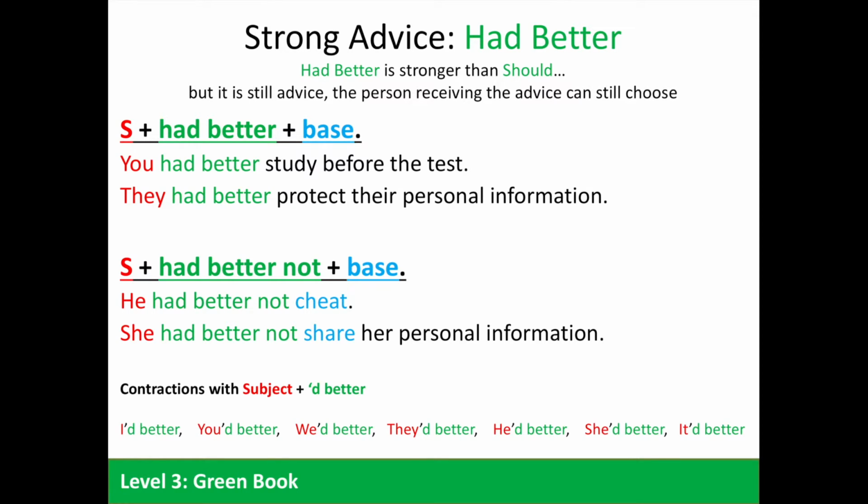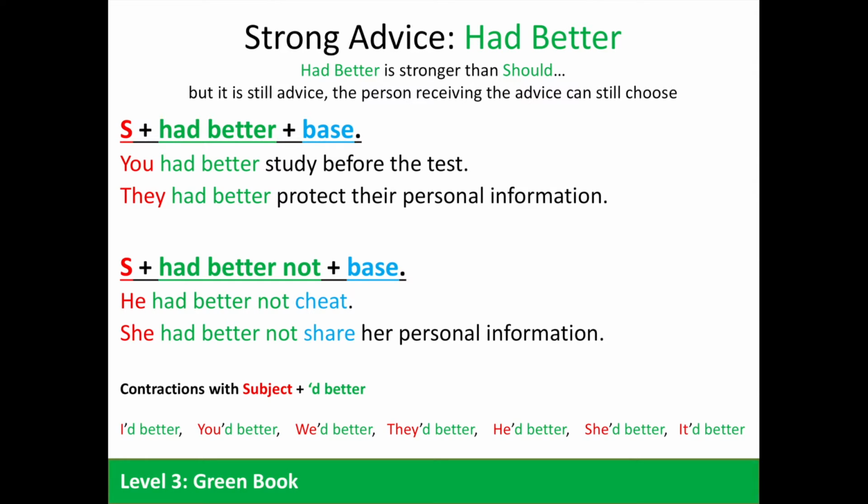You had better study before the test. They had better protect their personal information. As a reminder, had connects with all of the subject pronouns. Now, to use the negative, we simply add the negative not after had better. Looking at the structure, we start with the subject, followed by had better not, and then the base verb.